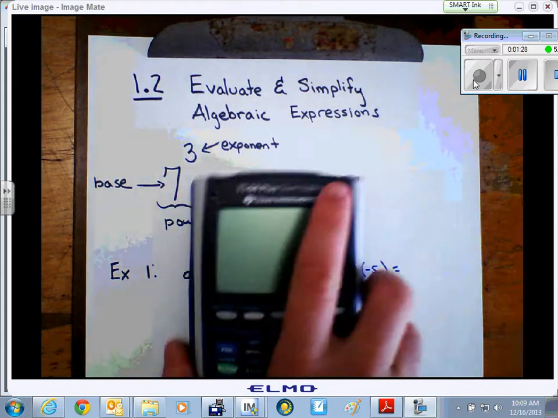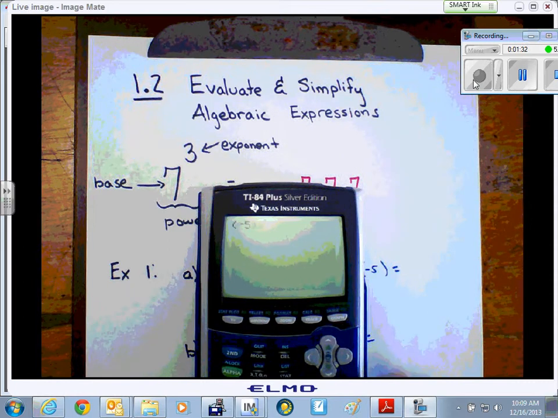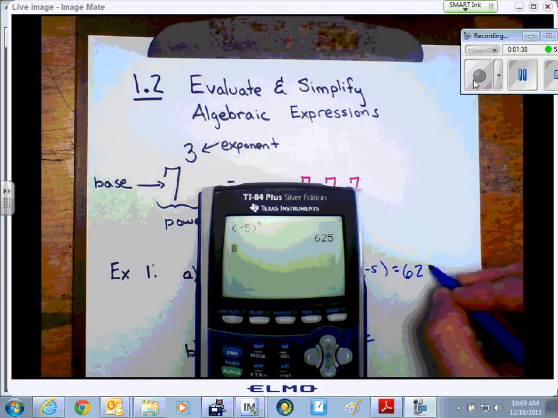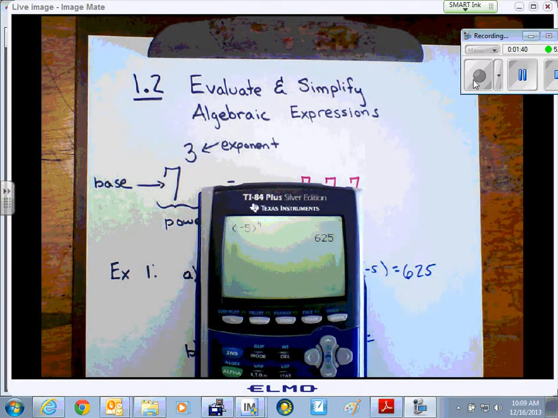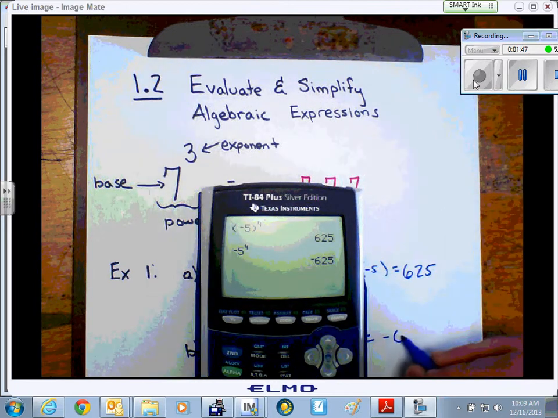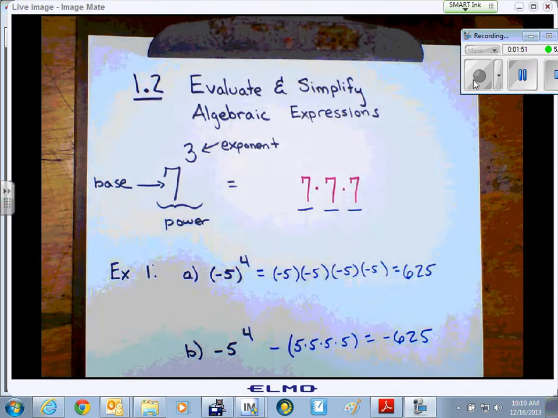Okay, so if I type in -5 to the fourth power with my parentheses, I get a positive 625 because the negative is also being raised to the fourth power. But if I do it without parentheses, only the 5 is being raised to the fourth power, and the negative comes down with it, and you get -625. So when doing problems with negatives and exponents, be extremely careful.